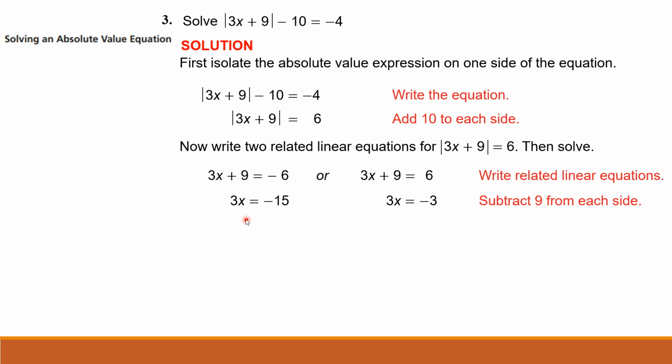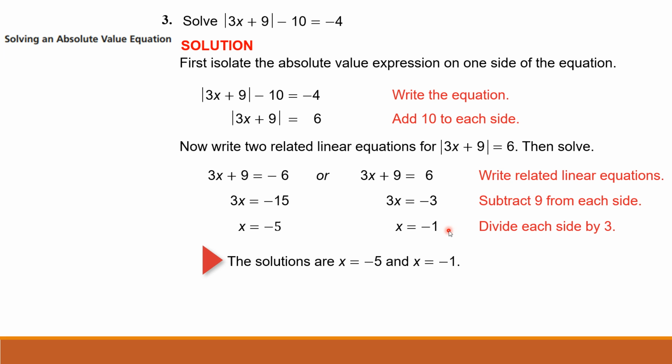So now each one needs to still have x isolated, so we're going to undo the multiplying and divide by 3 on both sides. So if we divide by 3 on both sides in the first equation, we get x equals negative 5. And if we divide by 3 on both sides of the second equation, we get x equals negative 1. So our 2 solutions are x equals negative 5 and x equals negative 1.